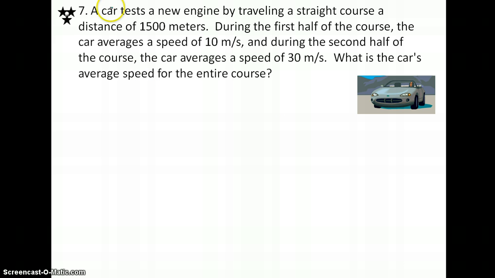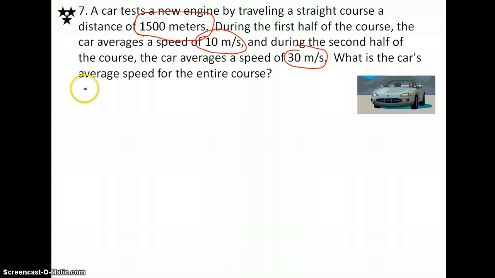A car tests a new engine by traveling a straight course a distance of 1,500 meters. During the first half of the course, the car averages a speed of 10 meters per second, and during the second half of the course, the car averages a speed of 30 meters per second. What is the car's average speed for the entire course?